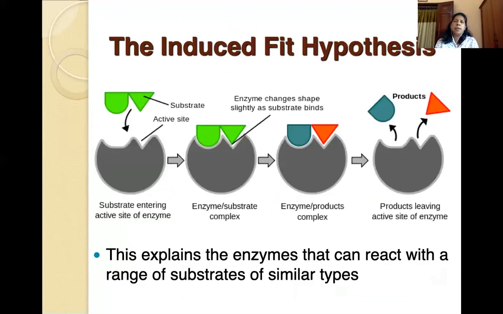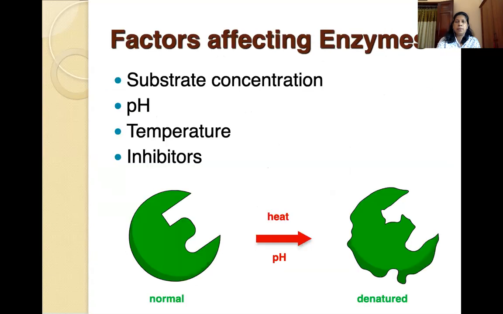So that is the induced fit hypothesis, and this explains how an enzyme can react with a range of substrates of similar types. If the substrate has a similar type of shape, then that specific enzyme can work with that substrate. So therefore, some enzymes can work in a different situation. We can learn those things later on.